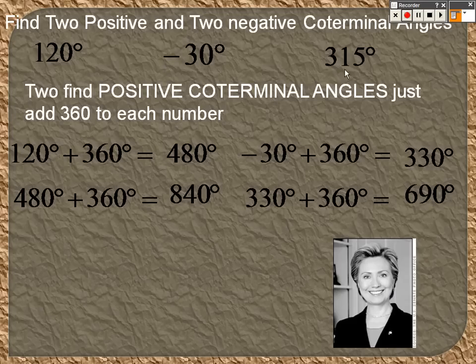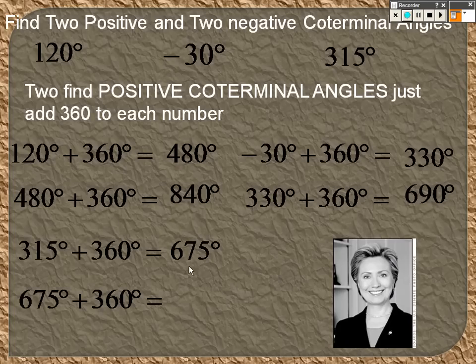So add 360 to this, 315 plus 360, you get 675. Drop that down there and add another 360 to it. So remember, adding 360 gives you a positive coterminal angle. Okay, it gives you a positive coterminal angle.